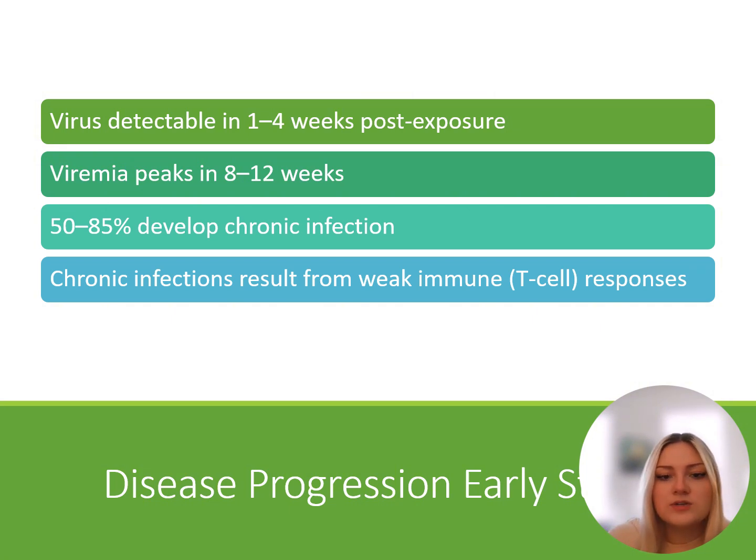This high percentage results from weak immune cells, specifically the CD8 and CD4 T cells. So there's a majority of the population who seem to have a genetic susceptibility to hepatitis C, and they're unable to fight it off, which proceeds to that level of chronic infection.